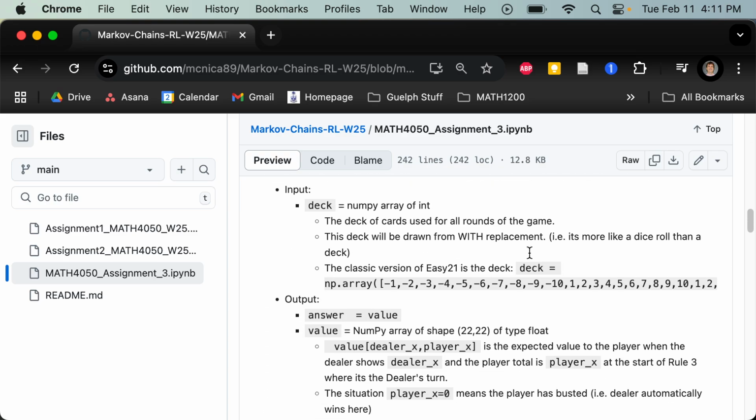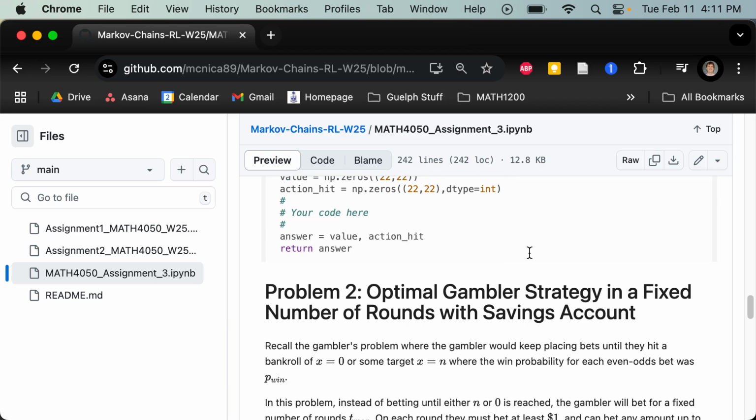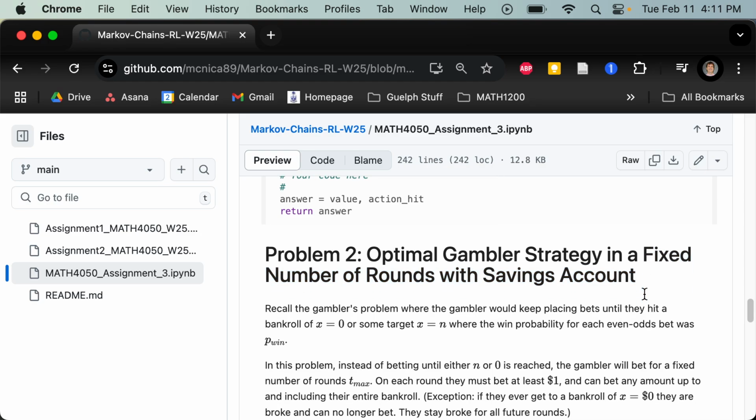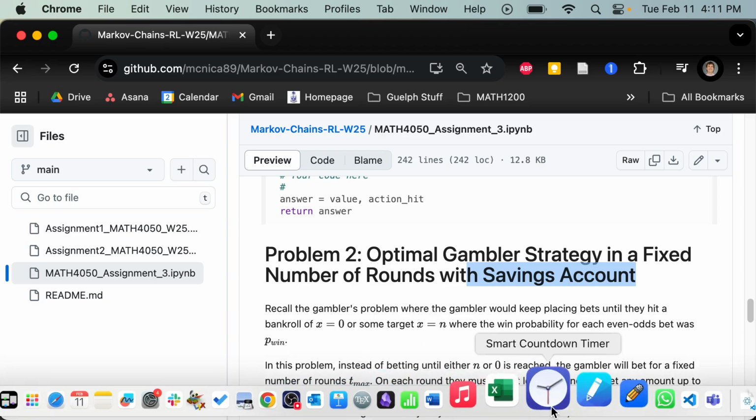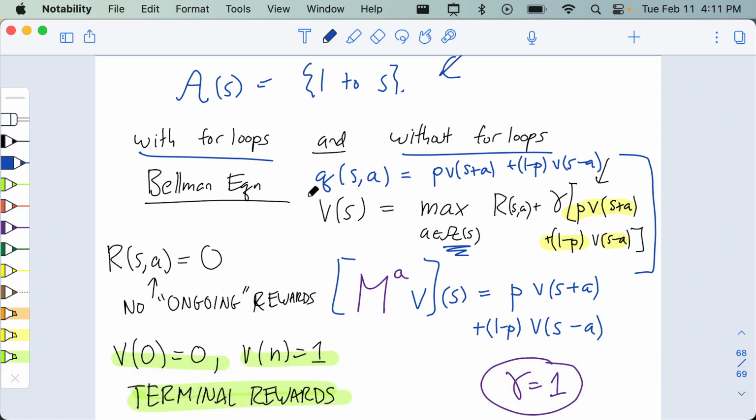And the other problem is the optimal gambler strategy with a fixed number of rounds and a savings account. So it's like the problem we're doing now, but it has 2 little twists. One is instead of gambling forever, this gambler gambles for 5 rounds or something. And there's also this savings account. And I'll give you a hint. The savings account means that sometimes there are rewards. So in the problem we're doing now, these ongoing rewards are always 0. But with the savings account, they're sometimes non-zero. So that's the homework problem that you're going to be doing.